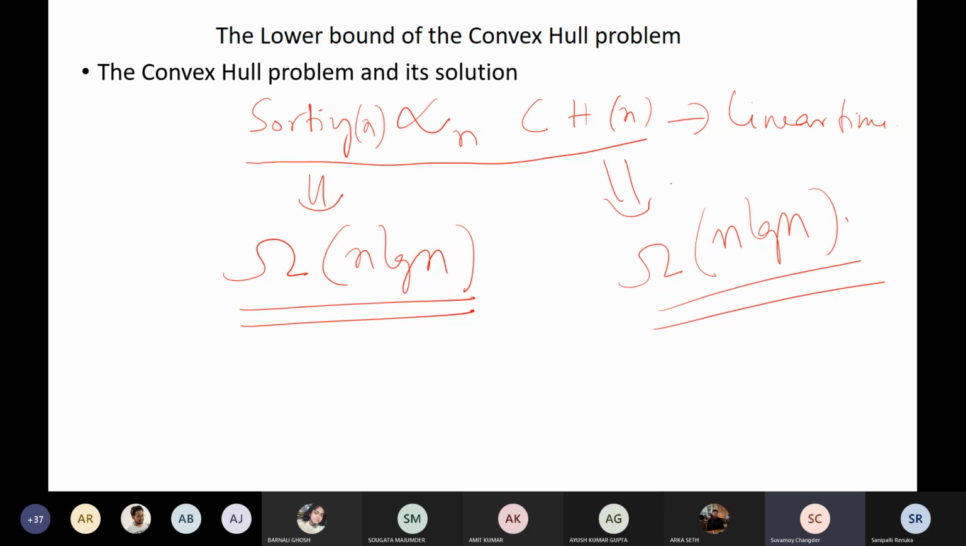So you have to keep all these points in mind to find the lower bound, and also why the lower bound is required. If you have any query, you can ask. Otherwise, this is the end of today's class.